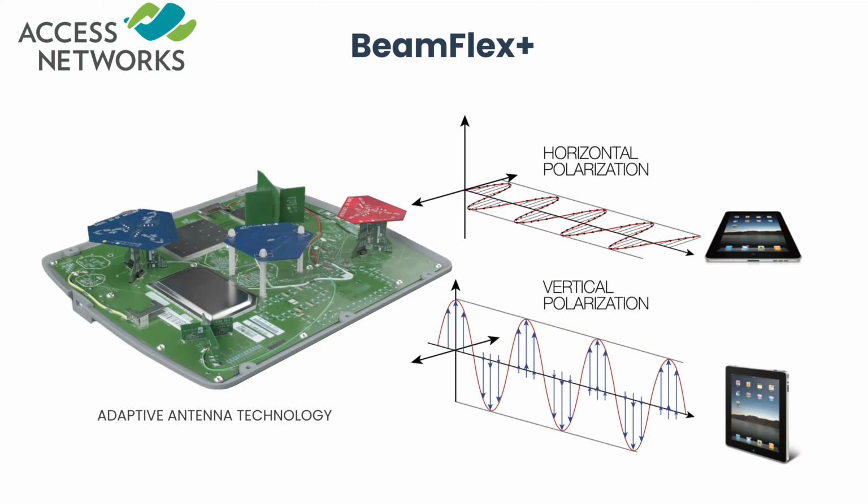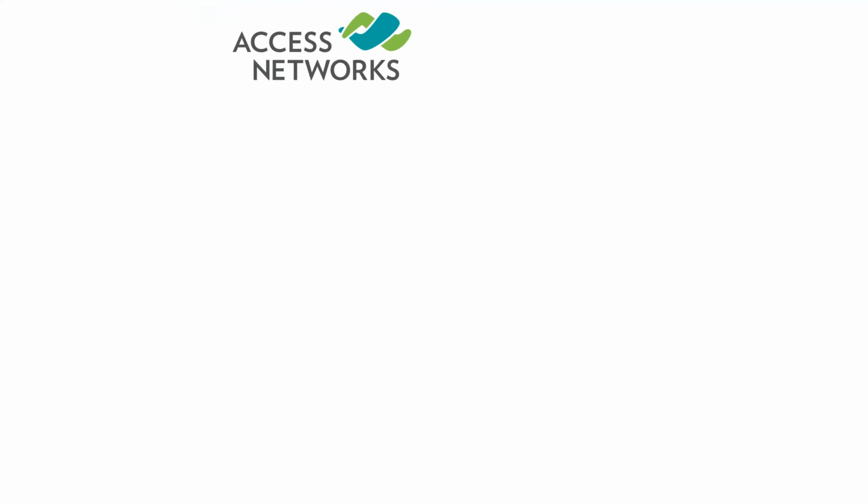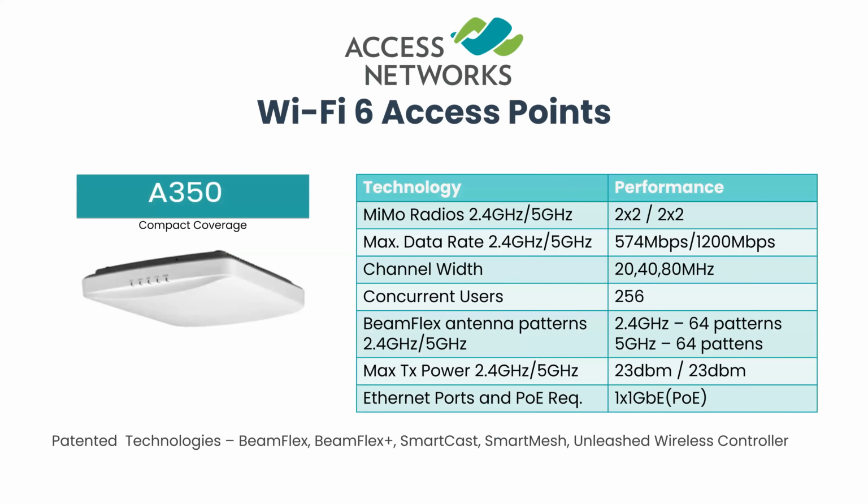And through diversity, it allows the client device to receive both transmissions. It's always going to receive one better than the other, and then combine them back together for better error correction. So it's essentially optimizing the polarity of the signal for your mobile device as it moves through the environment. Really cool. Again, patented technology, not something you're going to find in just standard access points. So very cool. And this is just two of the technologies that are available within Access Networks access points.